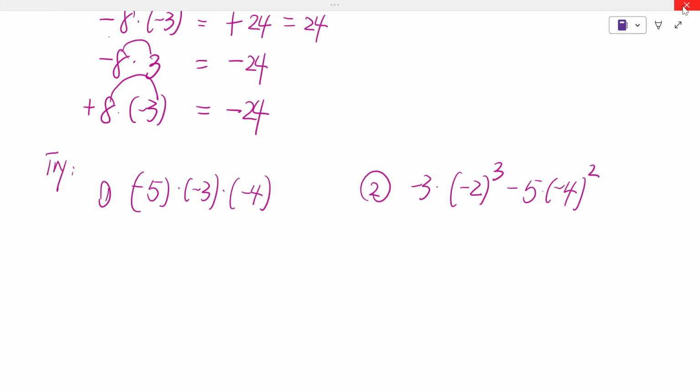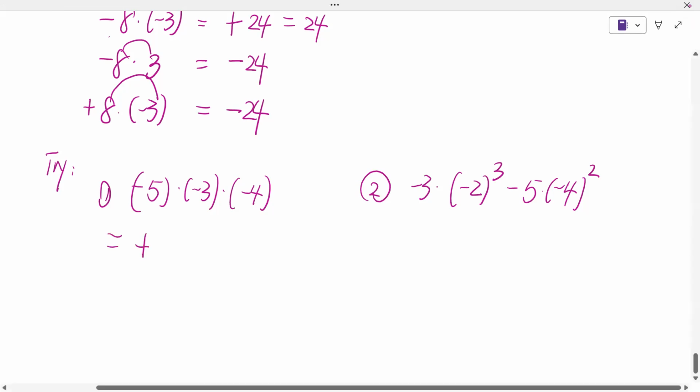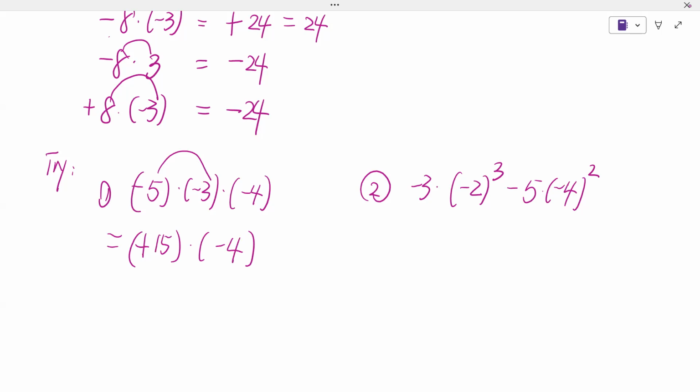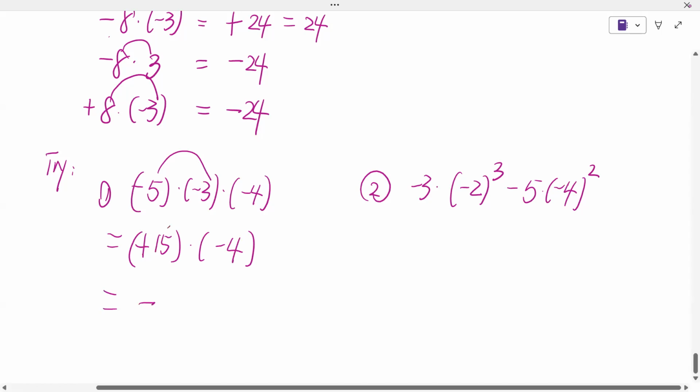Okay, guys, let's go over the solution. We multiply two negative numbers, so minus times minus is plus, and 5 times 3 is 15. Then multiply by -4, going from left to right, so plus times minus is minus. And 15 times 4, that's 60. That's how we get the -60 here.